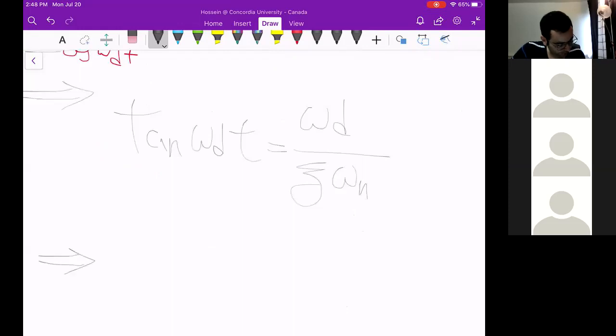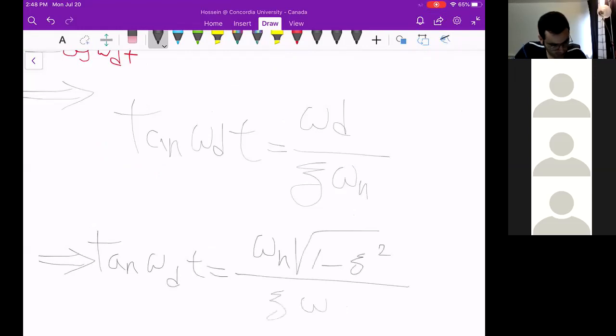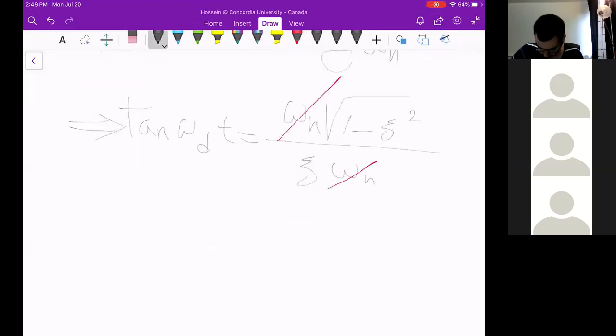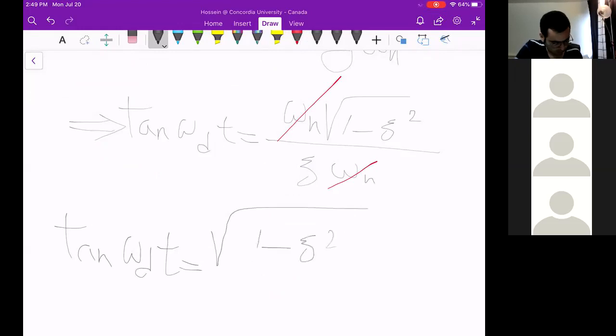Therefore, you can further simplify it. Tangent of omega dt, we know that omega d is omega n times the square root of 1 minus zeta squared, over zeta omega n. This term will be cancelled out. Therefore, tangent omega dt would be the square root of 1 minus zeta squared over zeta.